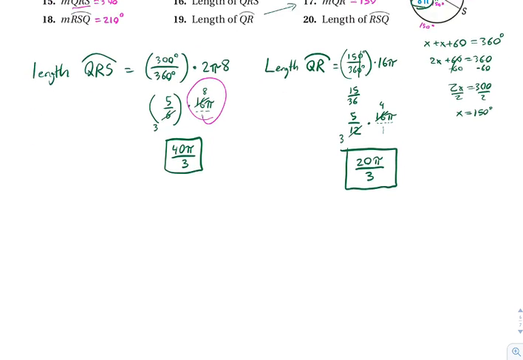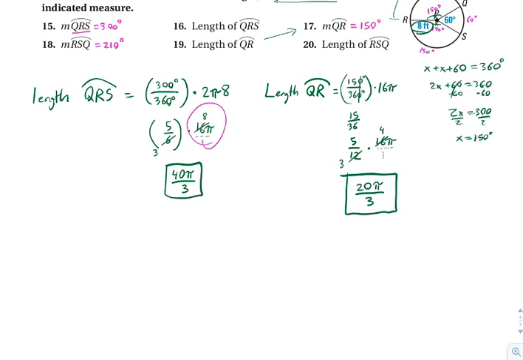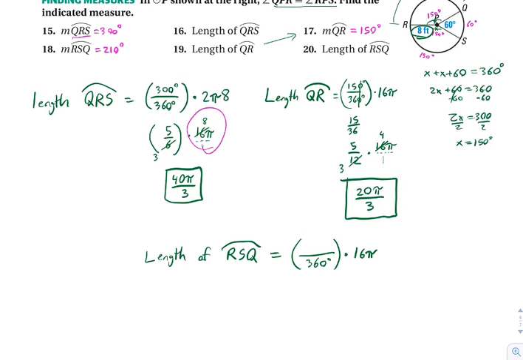And finally, let's do one last one, and that's the length of RSQ. So the length of RSQ, okay, so we're going to figure out what chunk of my circle I've got out of 360 degrees, and then multiply by that whole circumference, which is all the way around the circle. The length is 16 pi. So let's look up here, RSQ. Oh, we already figured that one out too. That was 18, RSQ, so that's 210 degrees.